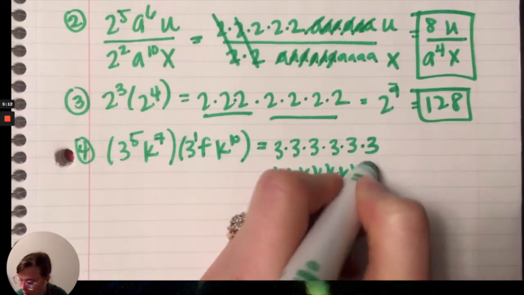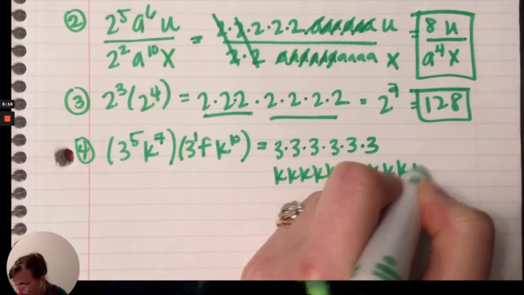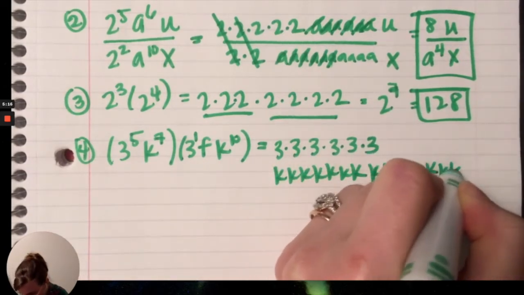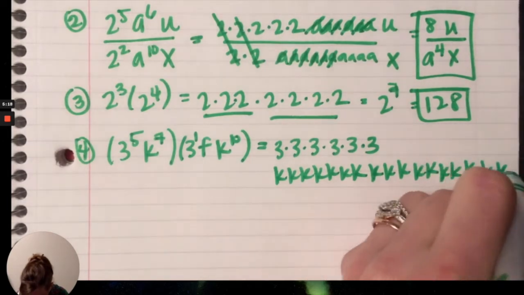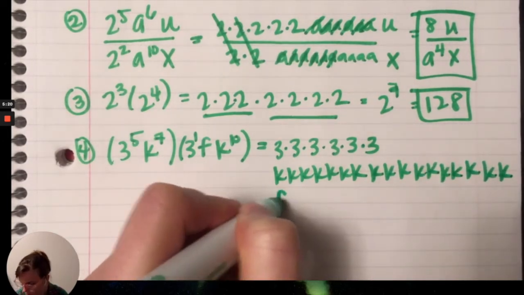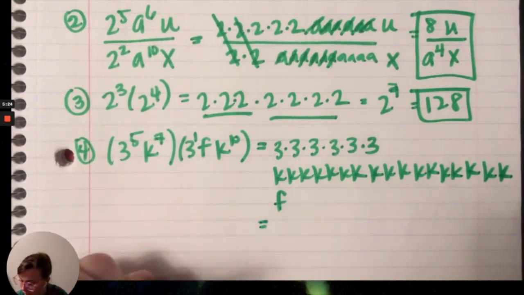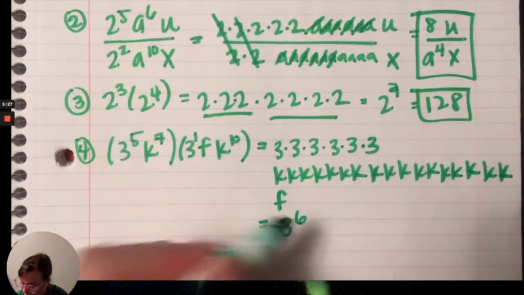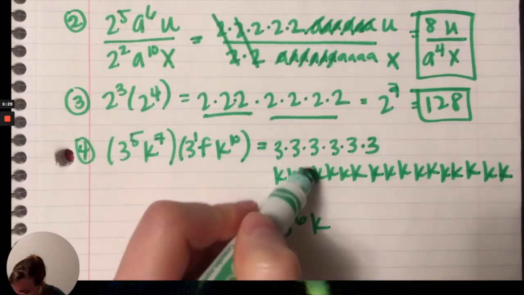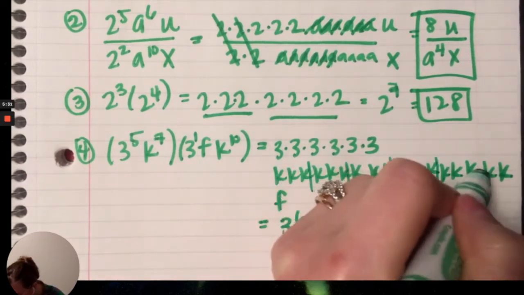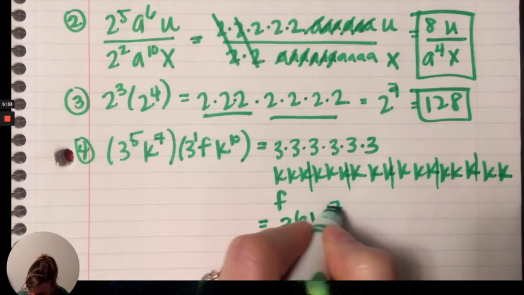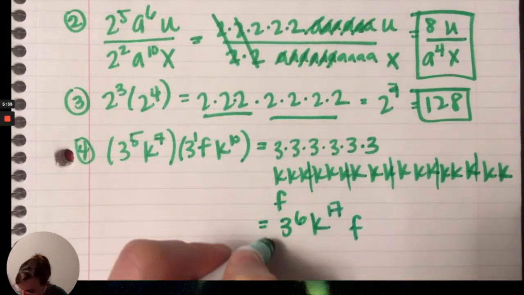Now I have 10 more to go. 1, 2, 3, 4, 5, 6, 7, 8, 9, 10, and I have one F. Okay, so I've lined everything up by like terms. Now I can see what I have. I have 6 3s. I have 3, 6, 9, 12, 15, 17 K's, and one F.